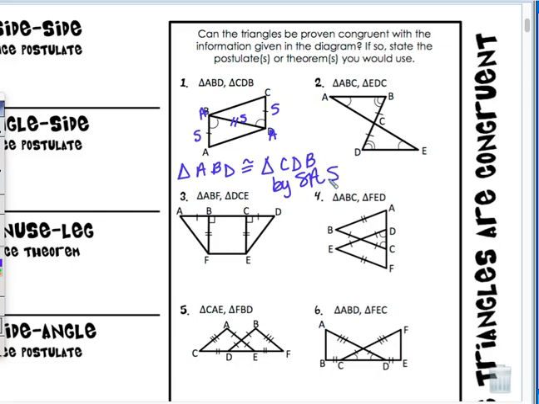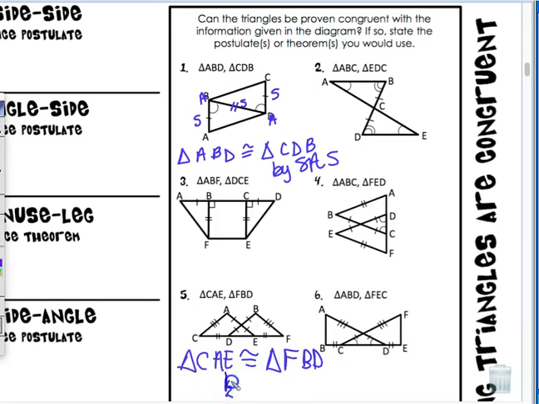All right, I want to look at number 5 because we haven't had that yet. When we look at this, you can see none of the angles are marked. So the only way that we could prove these are congruent is by side, side, side. And when I look at this one, I can see that all 3 sides of one triangle are marked congruent to all 3 sides of the other triangle. And so I can say triangle CAE is congruent to triangle FBD by side, side, side. We haven't had one of those yet, so I wanted to show you that one.